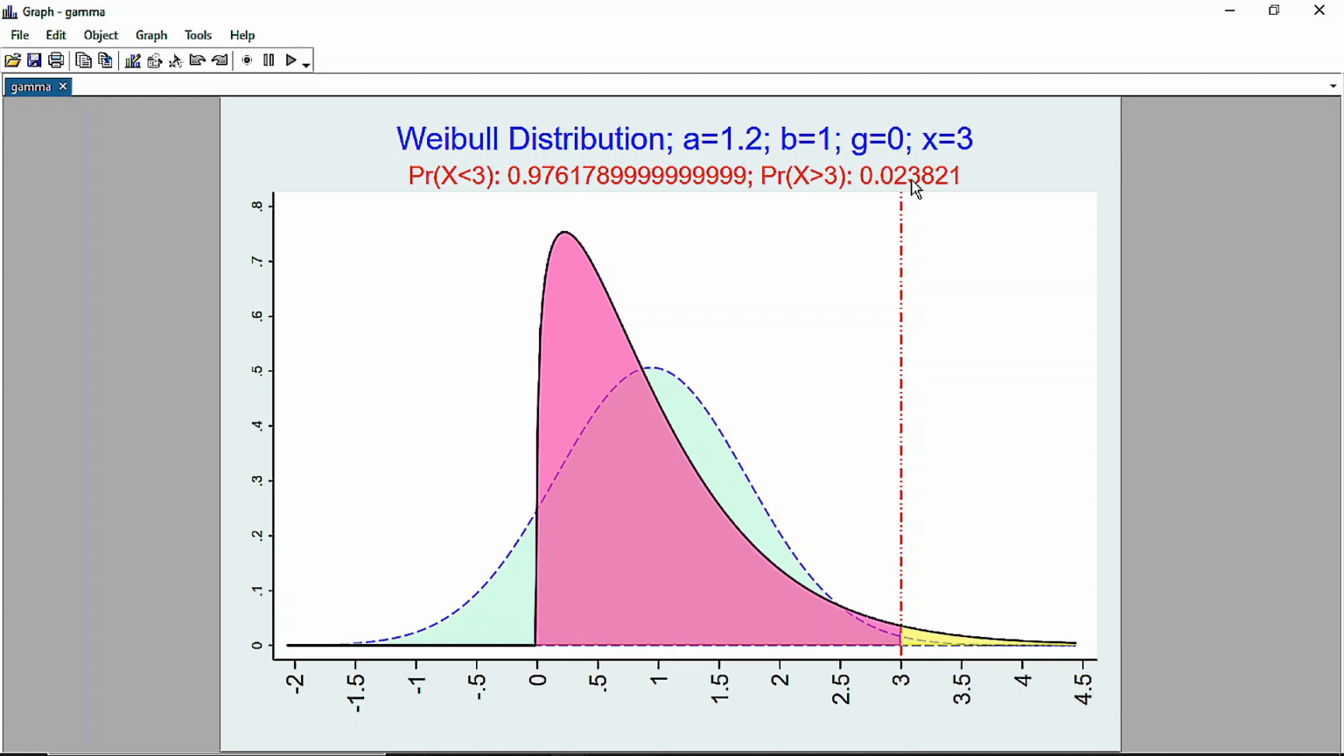Again, for the right tail test, the p-value is nearly 2.4%. Again, depending on the significance level, we either reject or fail to reject the null. If our significance level is 5%, then p-value is quite less than our significance level. That is why we reject the null and we conclude that the value of x is greater than 3. But if the significance level is 1%, then p-value is greater than our significance level. In that case, we fail to reject the null and we conclude that the value of x is equal to 3.